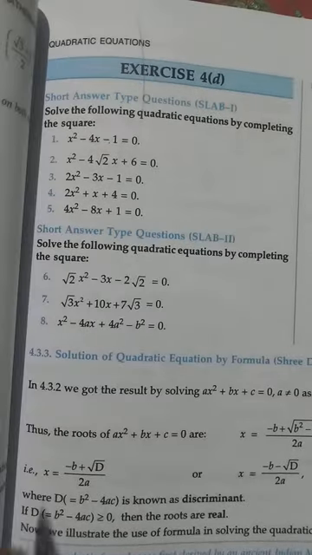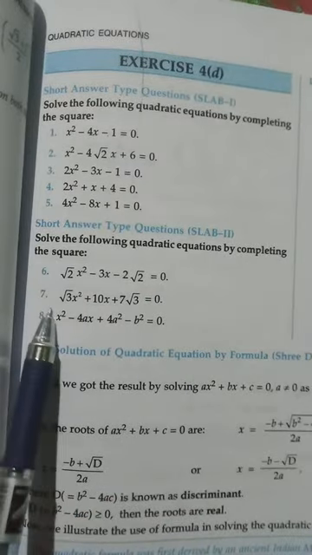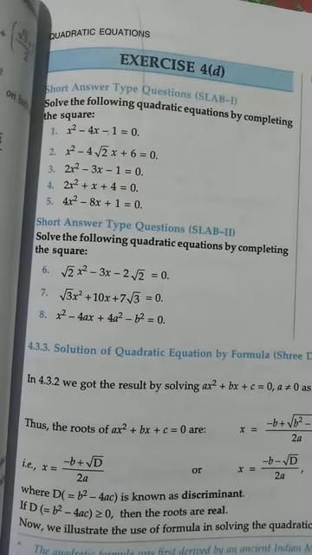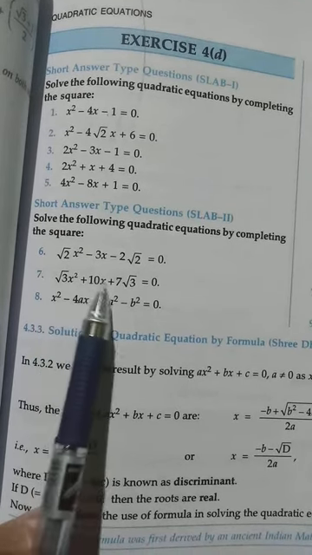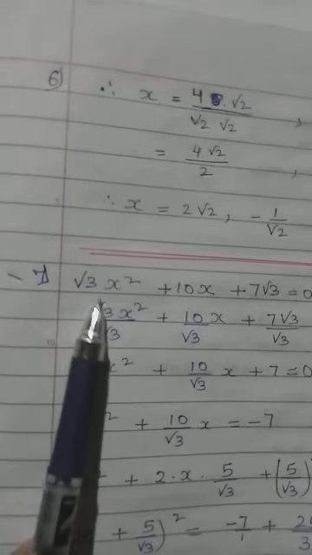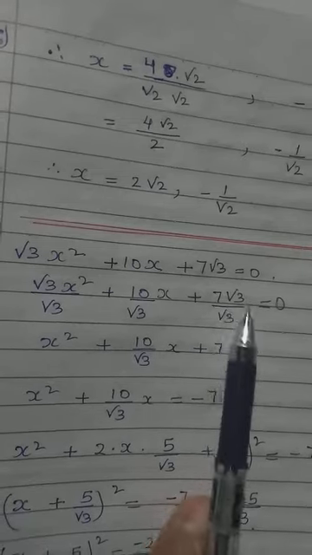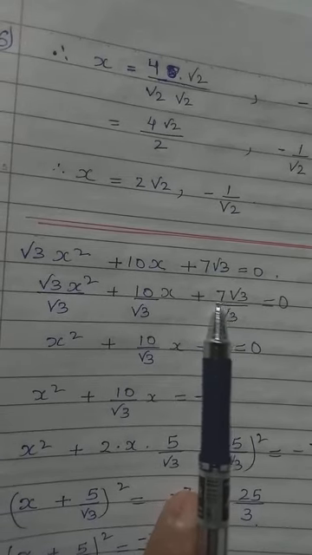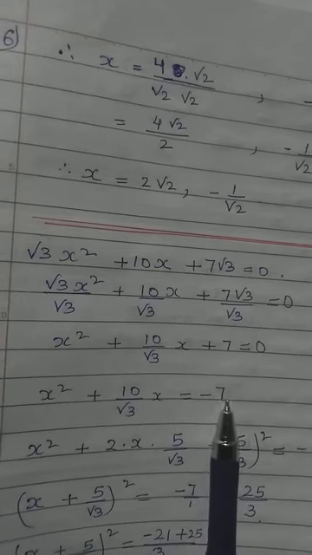We continue with exercise 40, to solve by completing the square. Question number 7. Here the coefficient of x square is root 3. So first we have to divide each term by root 3. So root 3 we can cancel. 10 by root 3 we cannot, let it be. Root 3 left is 7. So 7 is a constant term. We can take it that side, plus, take this side become minus.